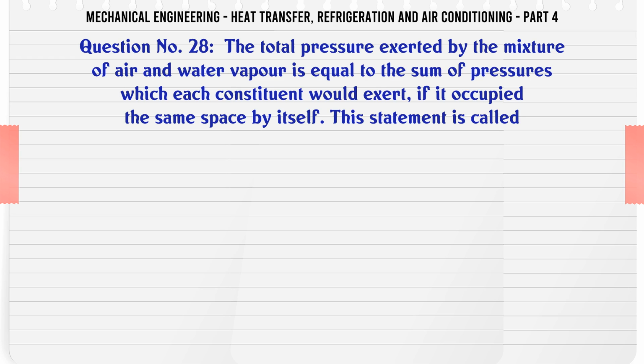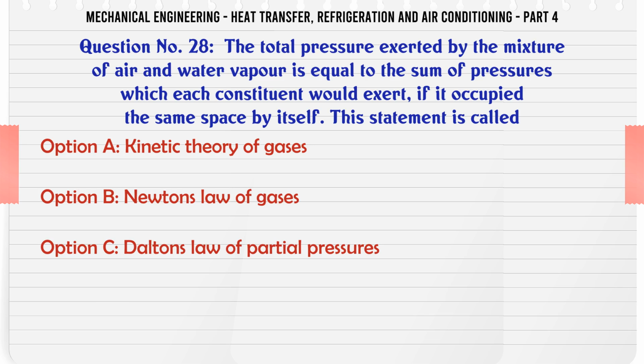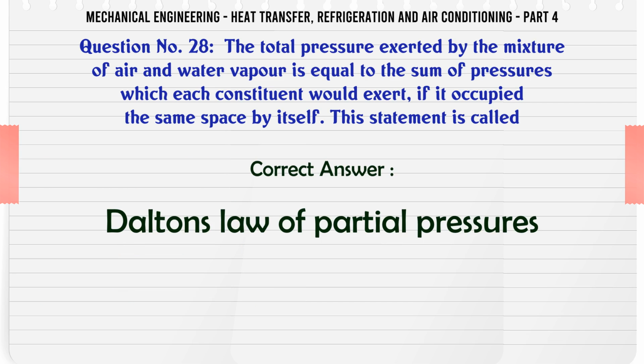The total pressure exerted by the mixture of air and water vapor is equal to the sum of pressures which each constituent would exert if it occupied the same space by itself. This statement is called A. Kinetic theory of gases. B. Newton's law of gases. C. Dalton's law of partial pressures. D. Avogadro's hypothesis. The correct answer is Dalton's law of partial pressures.